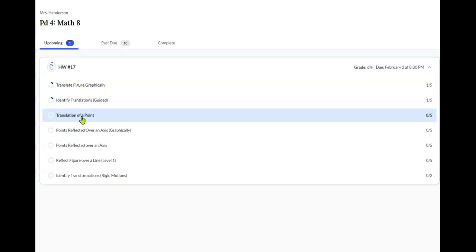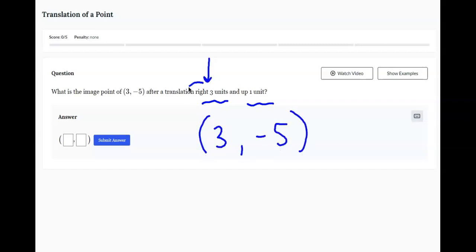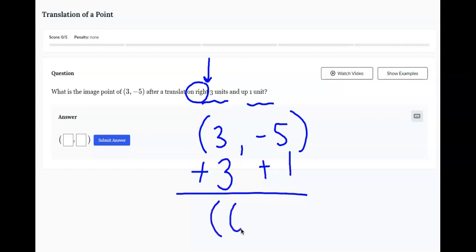The third topic is translating a point without using the grid, just using the mathematical rule for a translation: 3 units to the right and 1 unit up. So when we do that, mathematically, we alter each of these points by performing the sign for this direction. Right is in the positive direction, and up is in the positive direction. So our new point will be 6, negative 4. So we'll type that in the boxes here, and then we'll click submit.